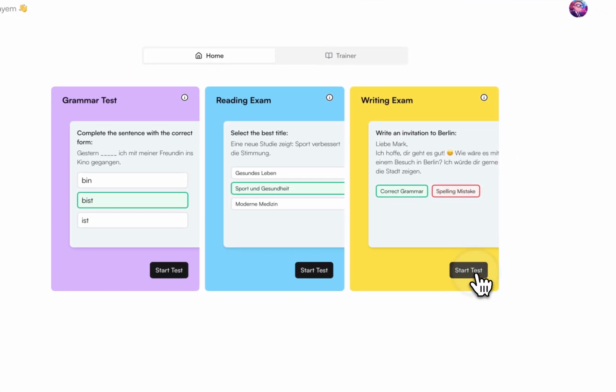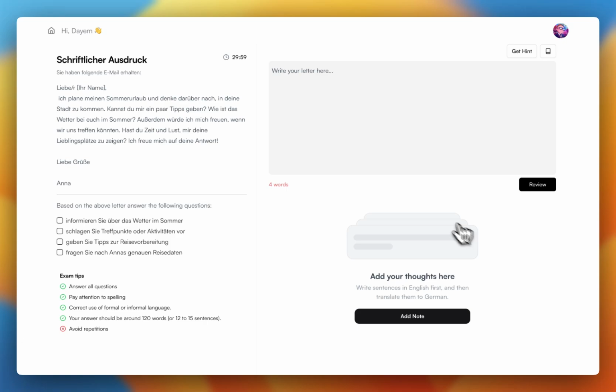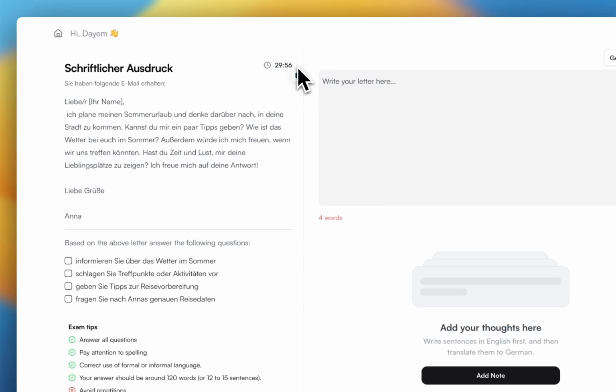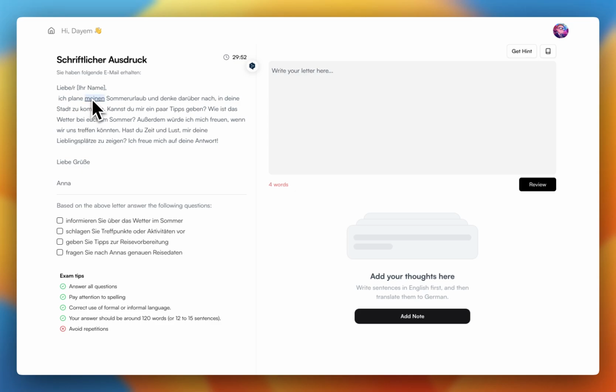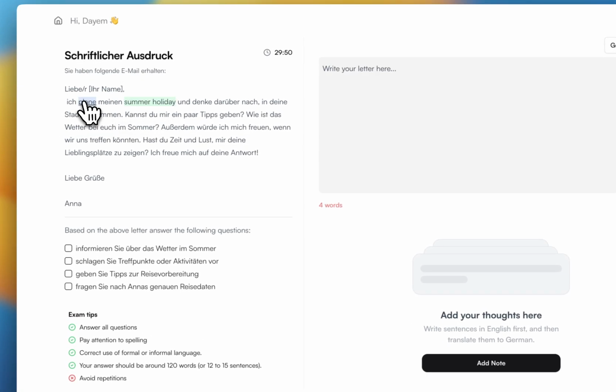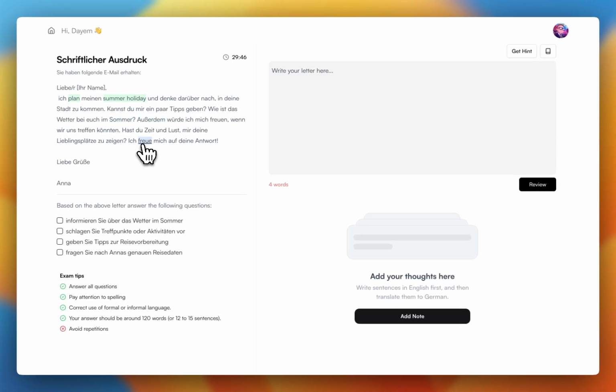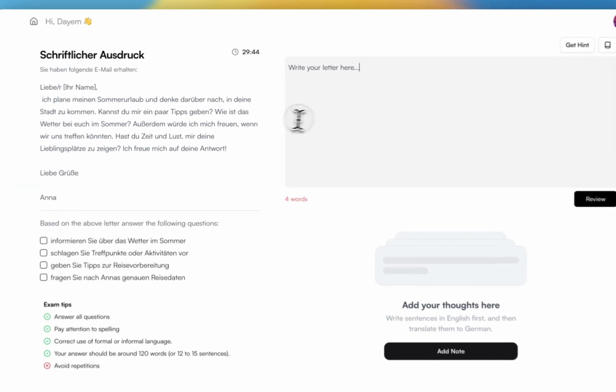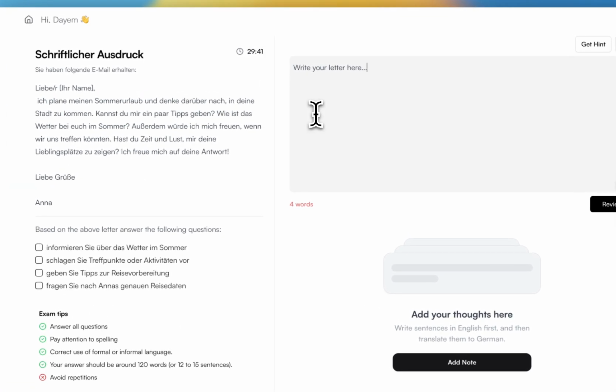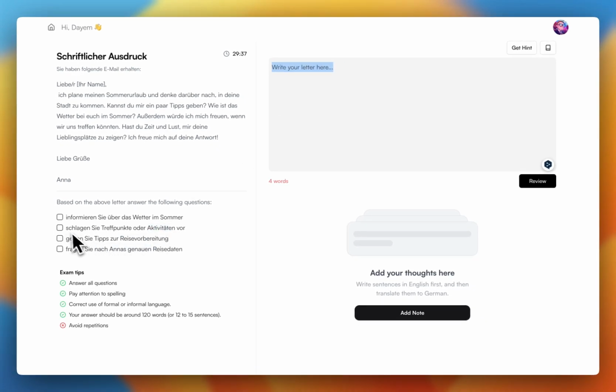Another part is the writing exam, where we allow the users of our app 30 minutes, and they have a letter from an imaginary friend that they have received. For example, a person is planning a summer holiday and is visiting you, and then as a German learner, I need to write a letter or email back to them, helping them with how they can prepare for the summer vacation.